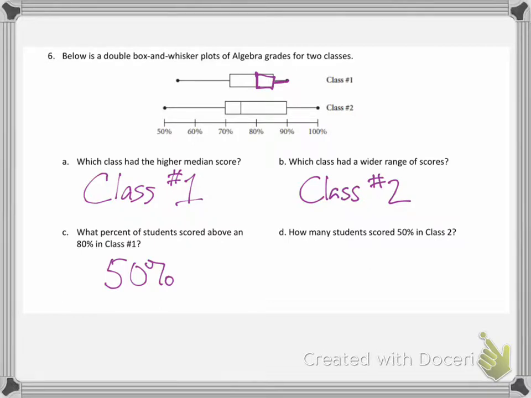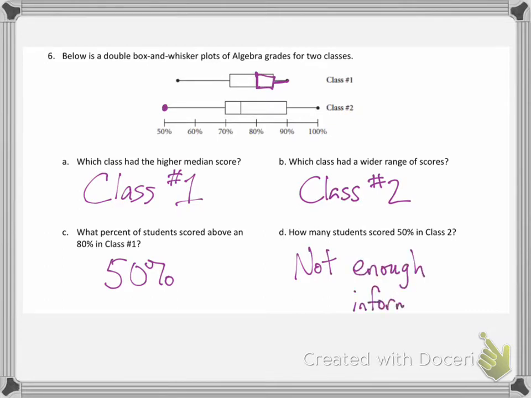Question D, how many students scored 50% in class 2? Now, box and whiskers are great at generalizing data, but they don't really give you specific information. Yes, I have a point at 50%, but we really don't know how many students scored a 50%. It could have been one student, it could have been maybe 5 students, maybe this is a really big class. We don't technically know because it's just a singular data point. Box and whiskers aren't really great at giving individual information. So a question like this, we would say something to the effect of not enough information because we just don't know.